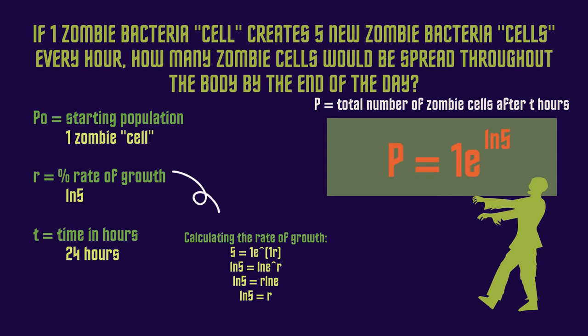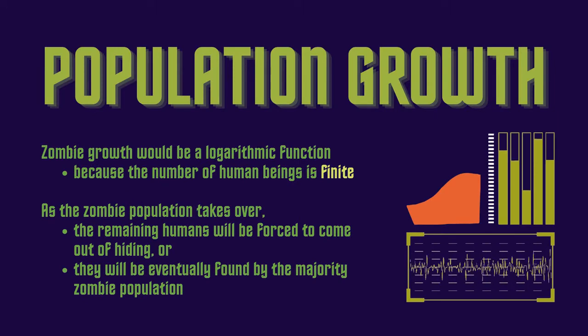So, first of all, we want to calculate our rate of growth. We know that 5 zombie cells at the end is equal to 1 times e to the power of 1 hour times r, where r is our rate of growth. So then we find out that r is equal to ln 5. Using this new formula, P is equal to 1 times e to the power of ln 5 times t, we can determine the total number of zombie cells in a body after t hours. But we can't use it to determine the total number of zombies.